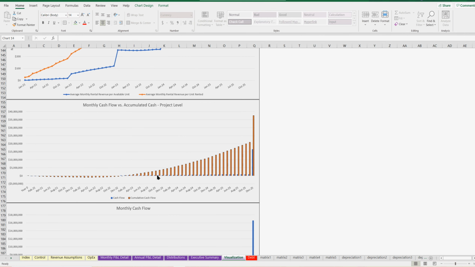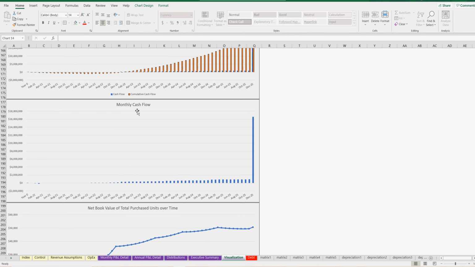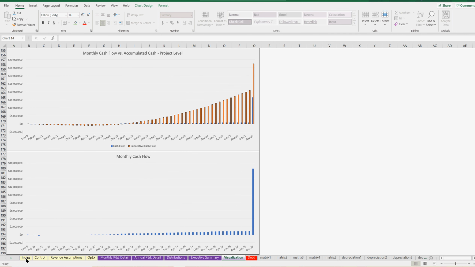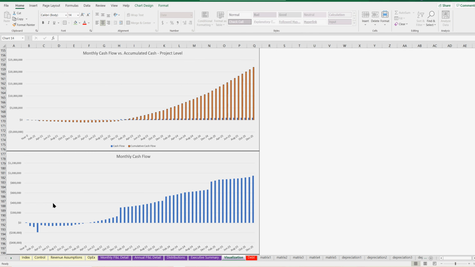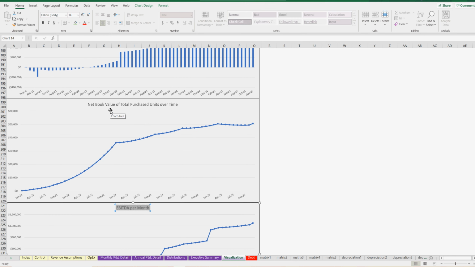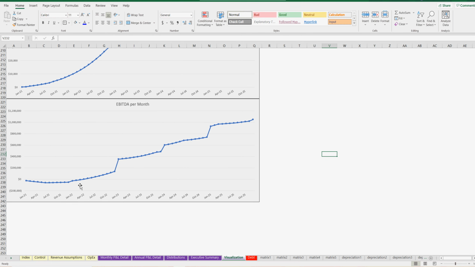We have monthly cash flow and accumulated cash over time of the project. This is before any equity is put in. Monthly cash flow, same thing essentially is what this is showing. Let's see if we take out the exit, you can see a little bit better. This is like the actual monthly cash flow. Net book value of total purchase units over time. So again, this is total purchases less depreciation, and then EBITDA per month.